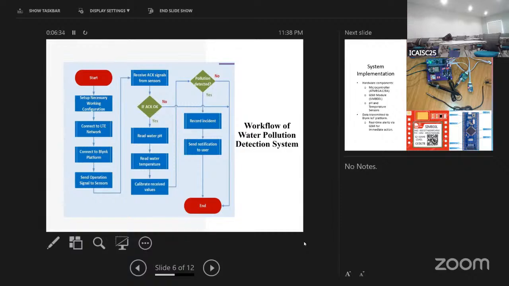If these values are there, then it means that pollution has been detected. If not, then the water is of pure quality. And if there is no acknowledgement, then maybe the sensors are not getting any data.